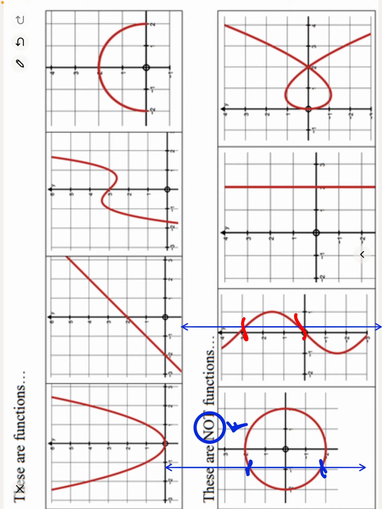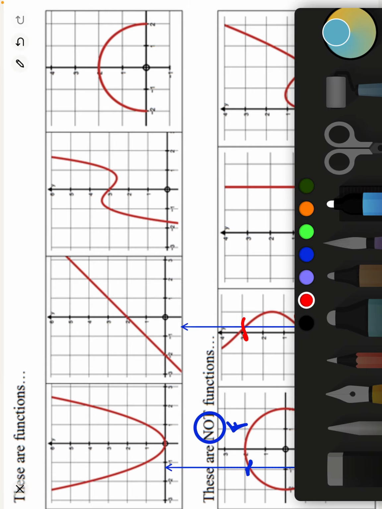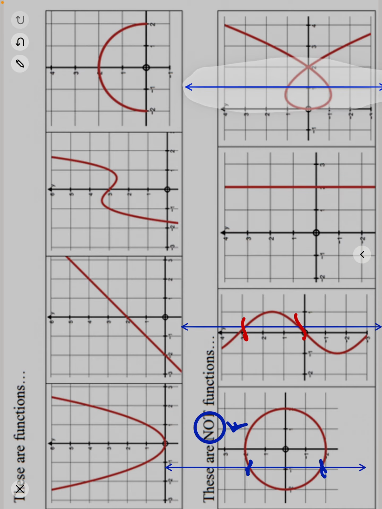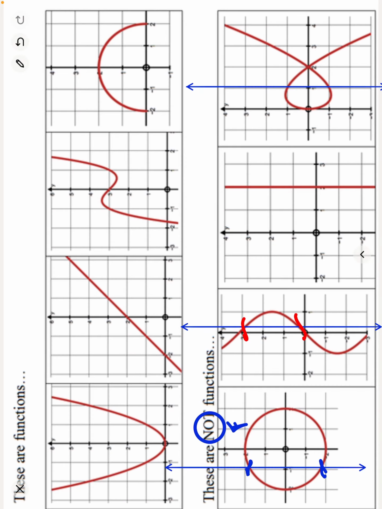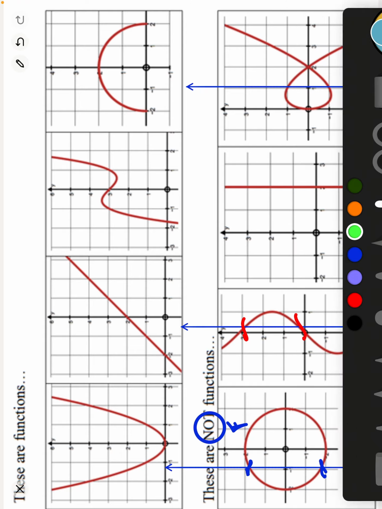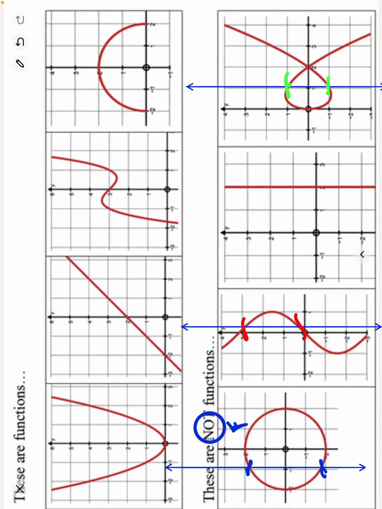So when you're looking at a graph and you're trying to determine, is this a function? All you have to do is draw a vertical line like here. And if it hits the graph in two places, then it can't be a function, right? So right here, it hits in two places. It's not a function. That's all you're using. It's called the vertical line test.